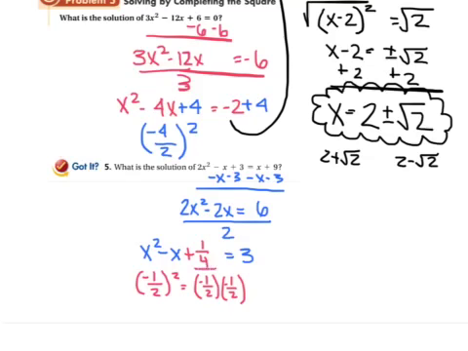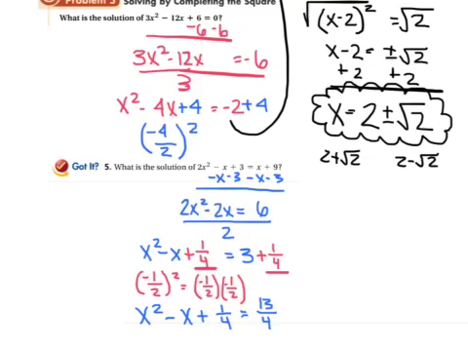Whatever you complete the square with, that value also has to be added onto the other side of the equation. So far I have x squared minus x plus 1/4 equals 3 1/4. Now you can write that as 3 1/4. I'm going to make it 13/4 because I would rather deal with the improper fraction. You could make it 3.25. It's all the same value.